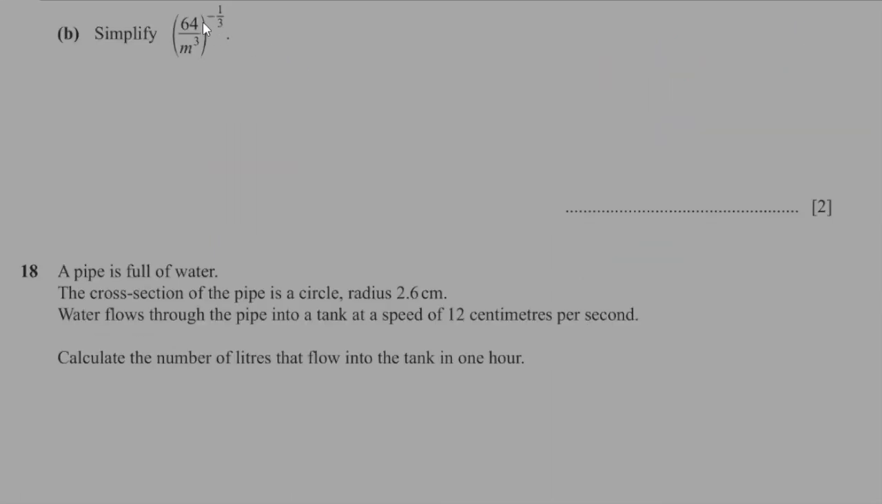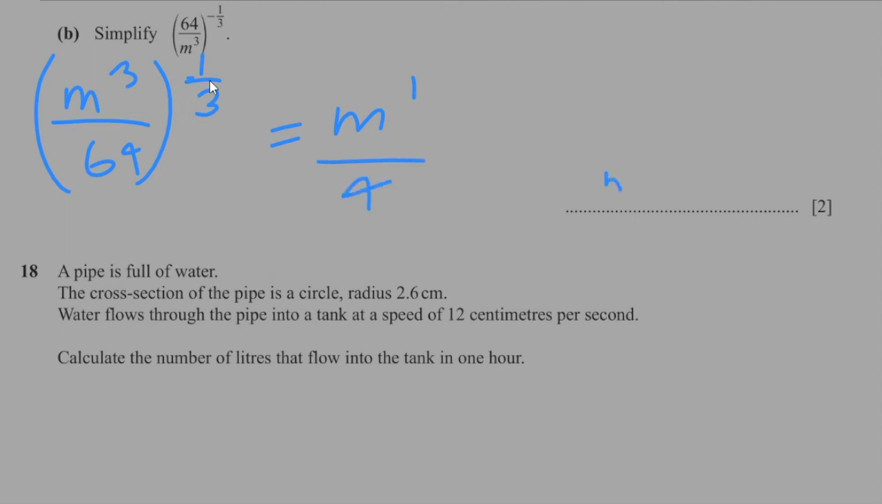B. Simplify (64 over m cubed) to the power of negative 1 by 3. Alright, so I'll get the reciprocal of this fraction, which is going to be m cubed over 64, and taking the reciprocal turns this negative power into positive. So multiplying 3 with 1 by 3 gives m to the power of 1, and 64 raised to the power of 1 by 3 is equal to 4. And so the answer is m over 4.